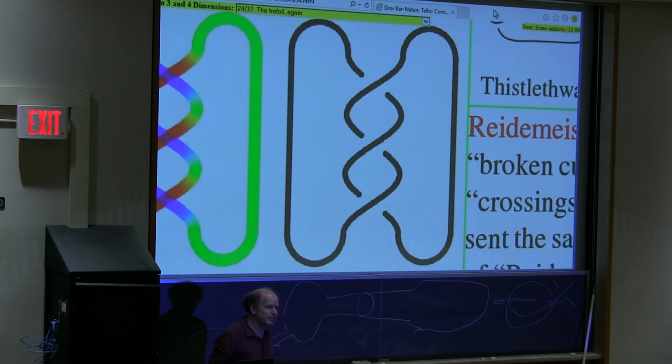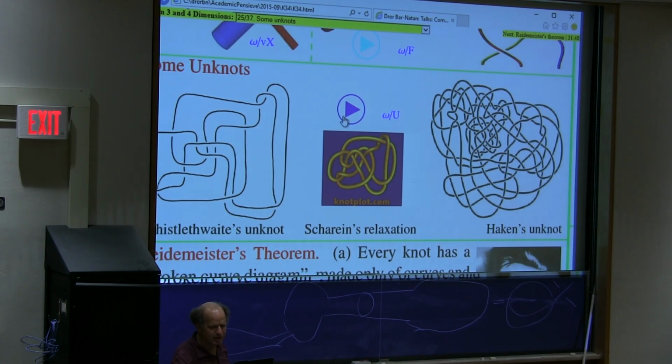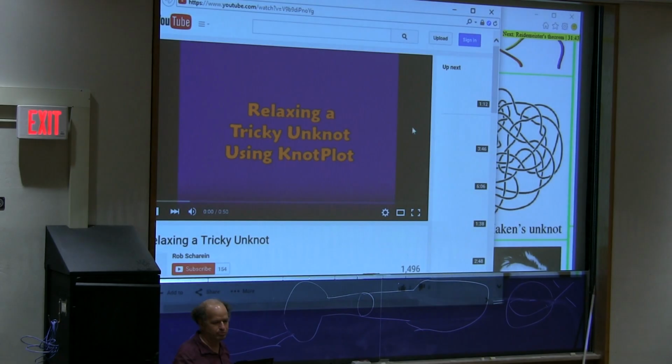But how do I know that a picture like this is really knotted? Intuitively, it's completely clear, but let me crush your intuition. Here are 3 pictures. Are they knotted or not knotted? How do you tell? Let's look at this one. You can stare at it for half an hour and you wouldn't be able to tell if it's knotted or not. So let's look at this movie by Rob Scharein. I don't know how to pronounce the name.